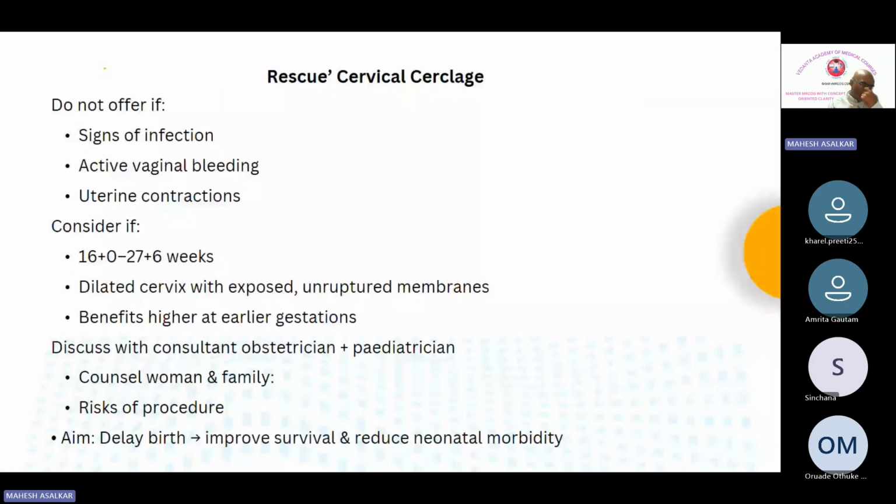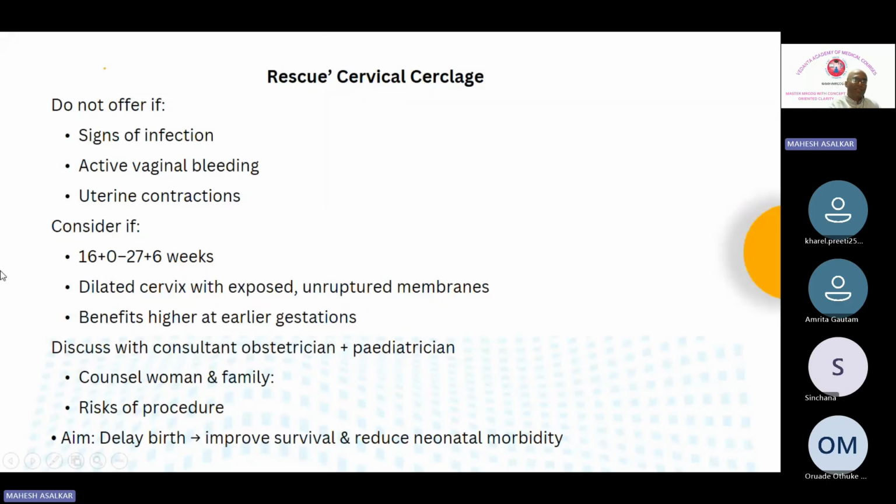Then what about the rescue cerclage? Do not offer if there are signs of infection, if there is active bleeding, or if there is uterine contraction. Then when to do rescue cerclage? It is indicated between 16 to 27+6 weeks. This is one of the things which is asked either in SBA, or they may ask you in EMQ also. They'll give you a scenario and will ask you what is indicated.